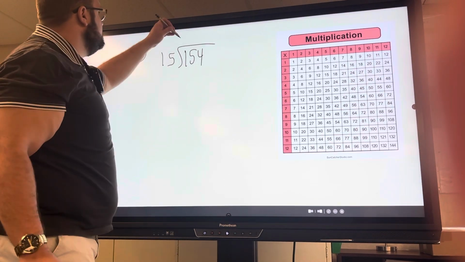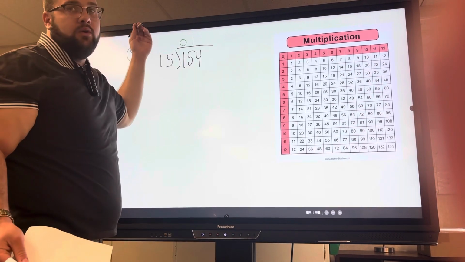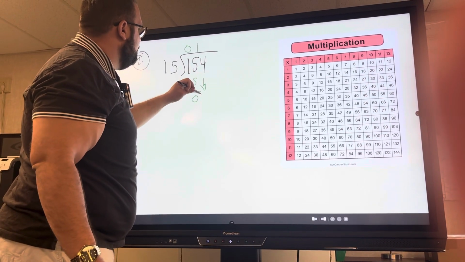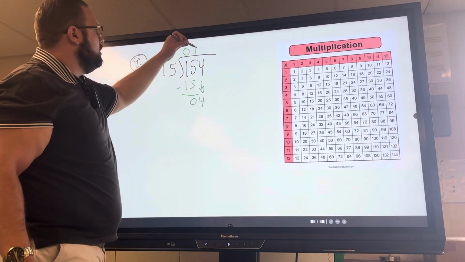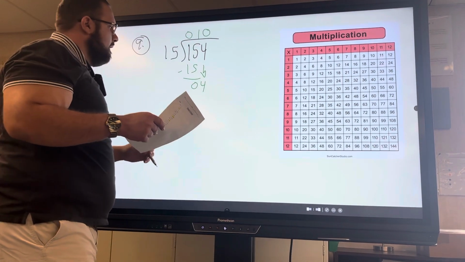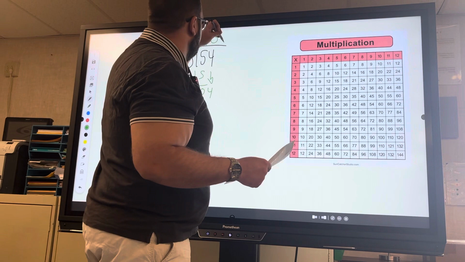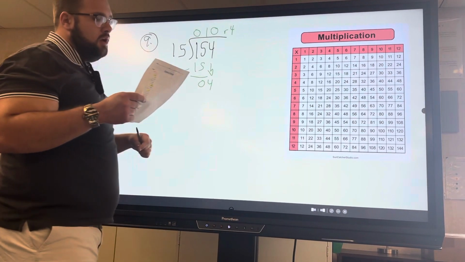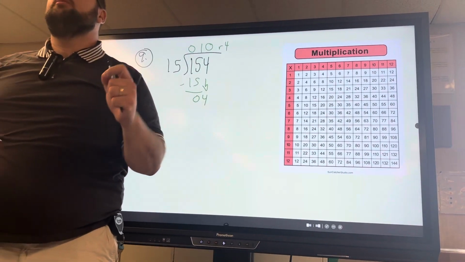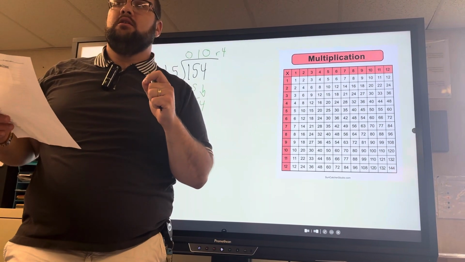15 goes into 1 0 times, but it goes into 15 1 whole time. You got 0 left over. Bring down the 4. 15 goes into 4 0 times. Okay? So that means you get remainder 4. Now, that's the division answer. But how many rooms does Michael need to get?